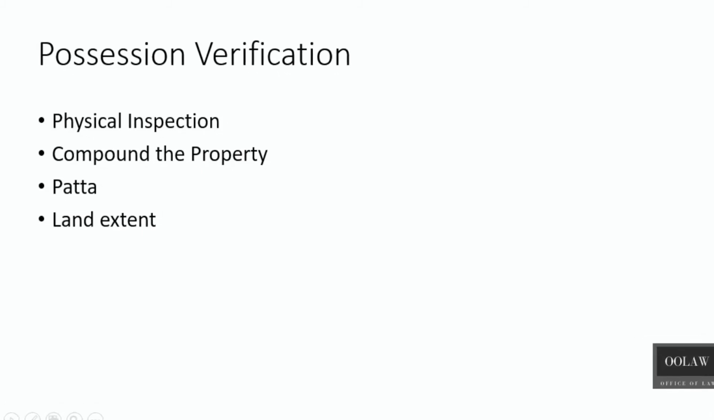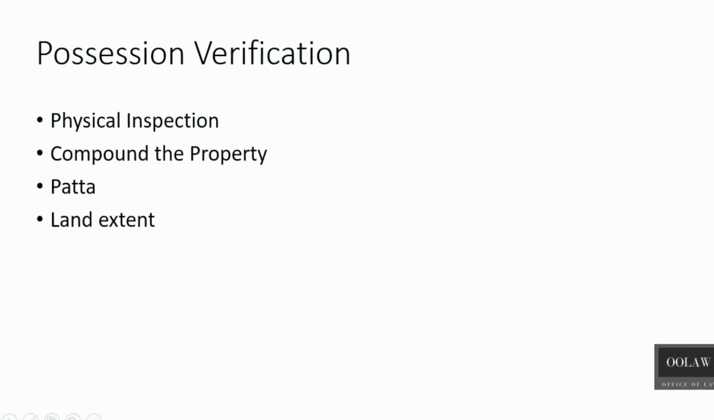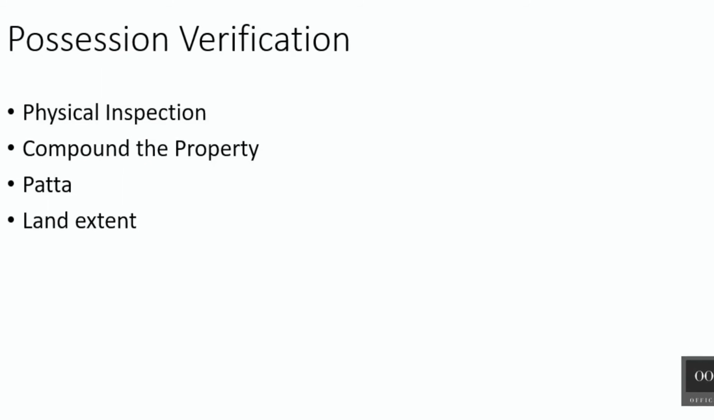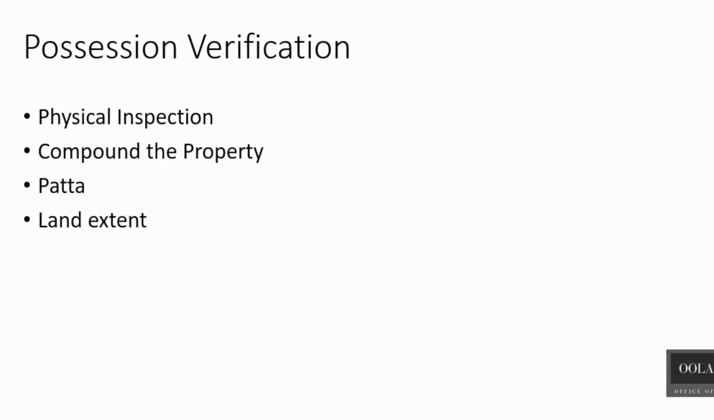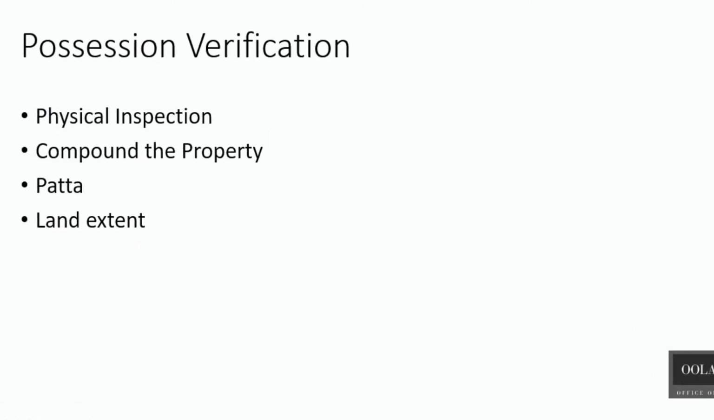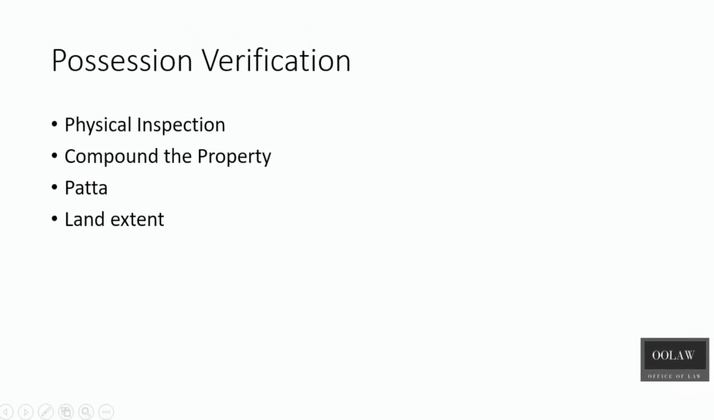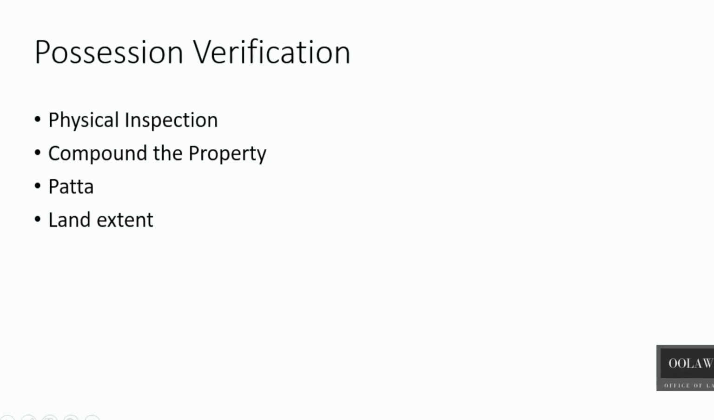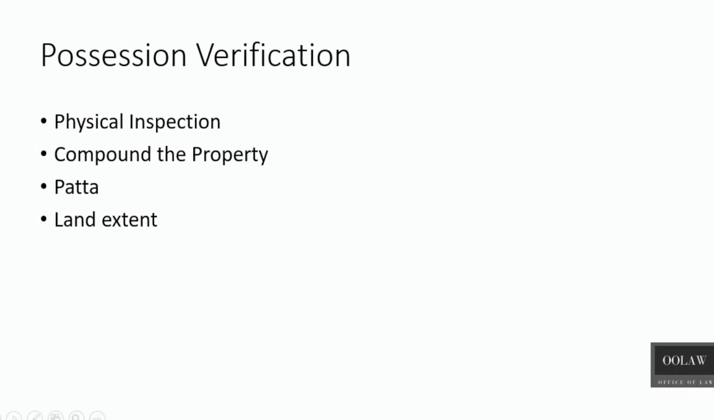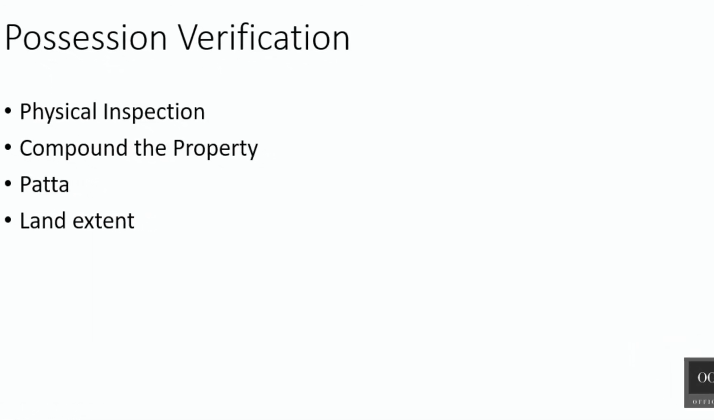The other proof of possession of your vendor is the patta. The patta is a proof of possession of the owner of land. This document is mandatory, and only if patta stands in the name of your vendor, you can purchase the same. Also, you have to verify the extent of land mentioned in your vendor's sale deed, and the patta must match. If there is any discrepancy, then you have to sort it out before you purchase the land.